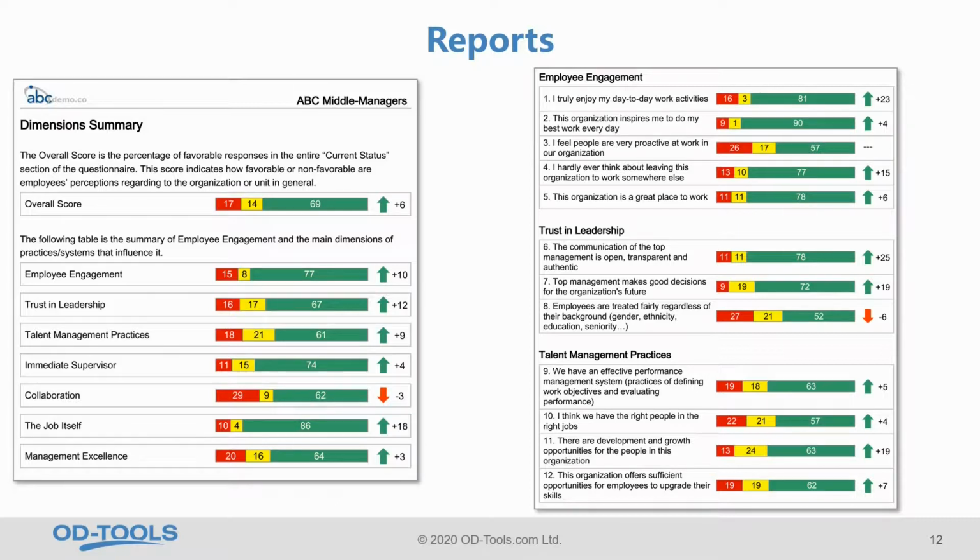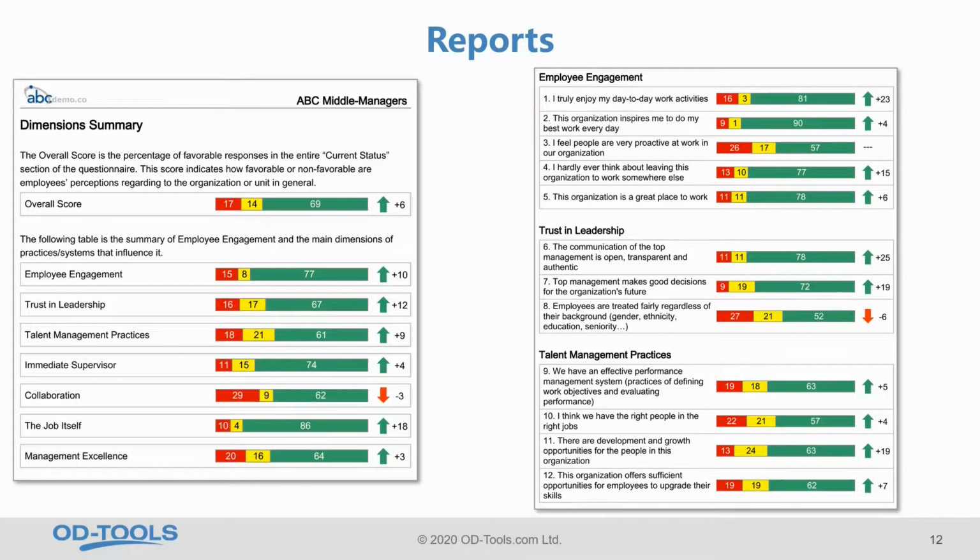The dimension summary shows the main themes, the main topics of our questionnaire: employee engagement, trust in the senior leadership, talent management practices, supervisory leadership, collaboration, how people work together, the job itself, some attributes about the job, and management excellence, about the management practices in the company. On the right, you see some examples about the specific questions under each topic.